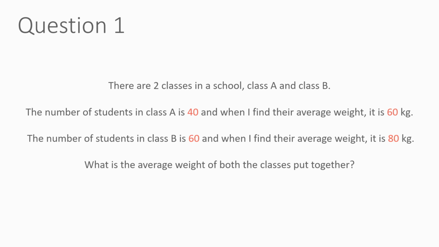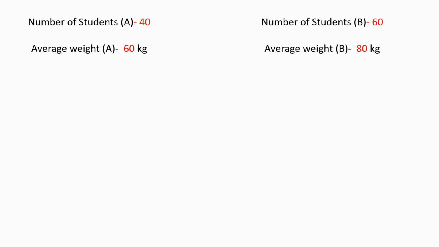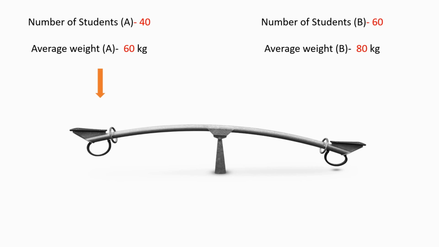Now let us solve question number 1 using the seesaw method. I'm taking the same question, and the data is also the same. I'm going to put all the people from class A on the left side of the seesaw and class B on the right side. And as you can see, the class B side is at the bottom because the number of people in B is higher compared to the number of people in A, right?